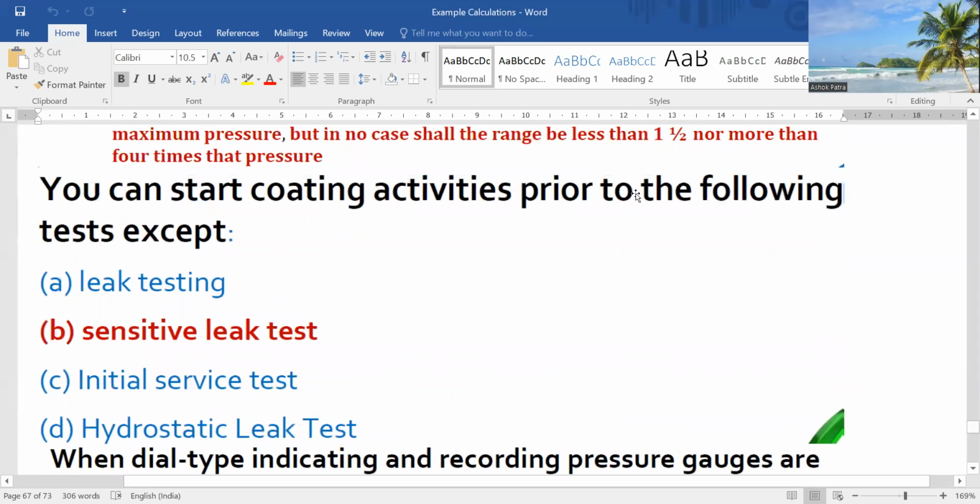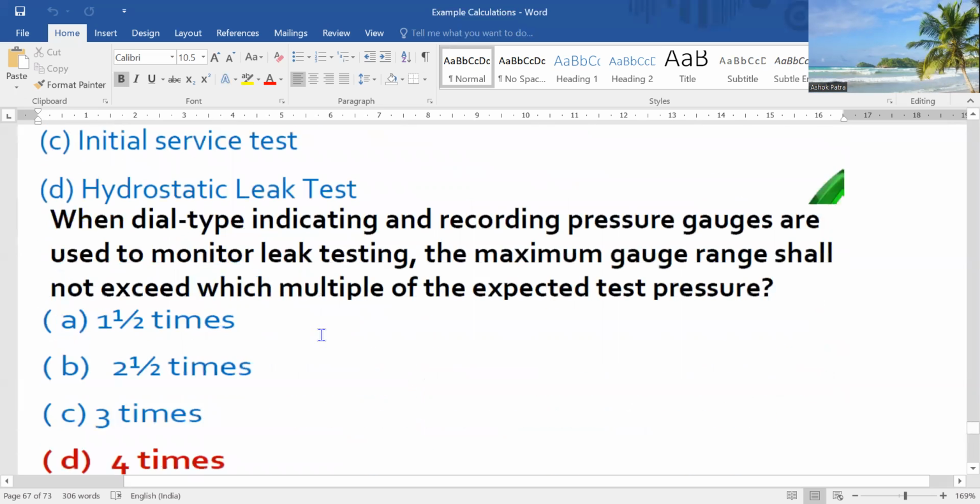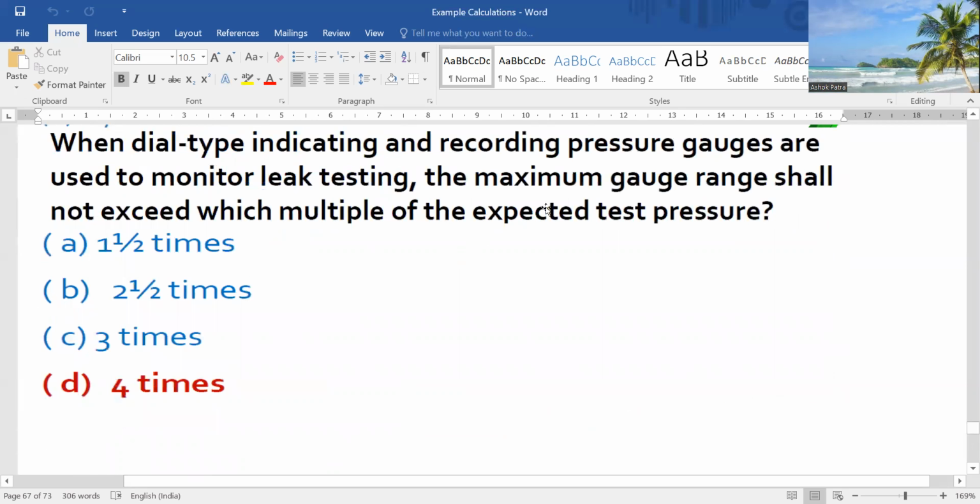You can start coating activities prior to the leak test, except for the sensitive leak test. When dial type indicating or recording pressure gauges are used in leak testing, the maximum gauge range shall not exceed 4 times the expected test pressure.